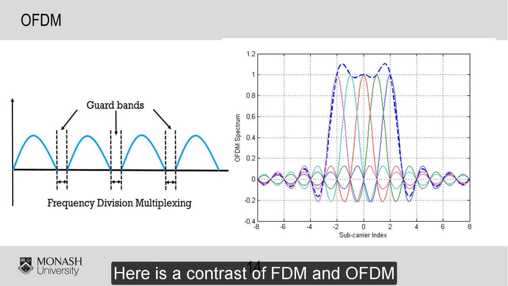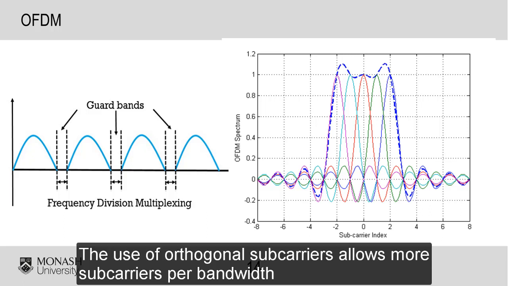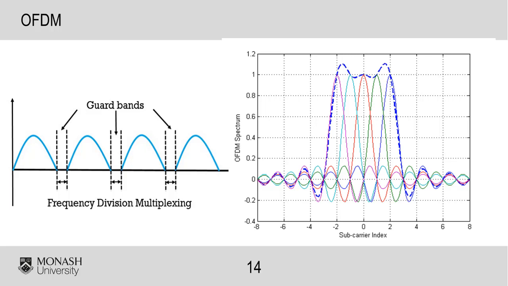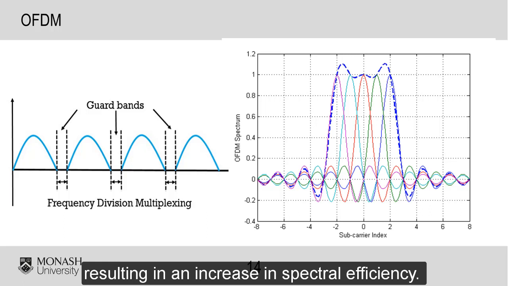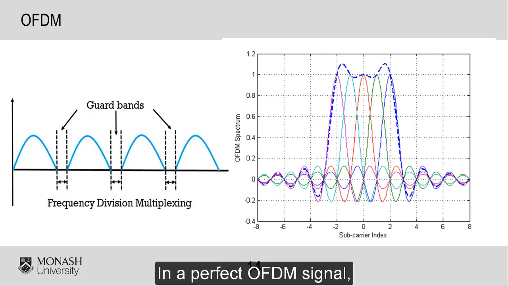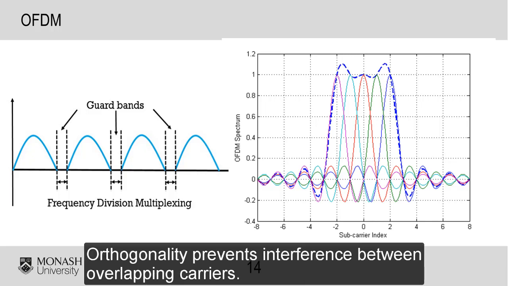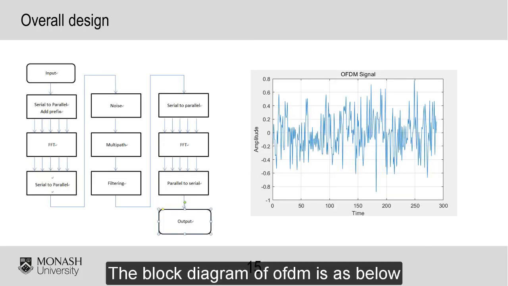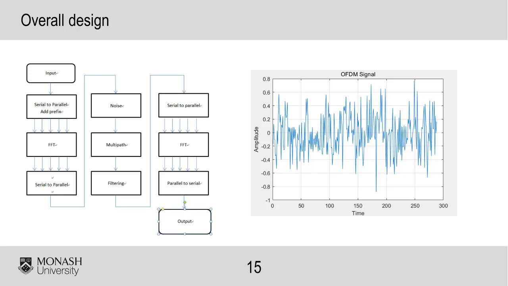Here is a contrast of FDM and OFDM. The use of orthogonal subcarriers allows more subcarriers per bandwidth, resulting in an increase in spectral efficiency. In a perfect OFDM signal, orthogonality prevents interference between overlapping carriers. The block diagram of OFDM is as below.